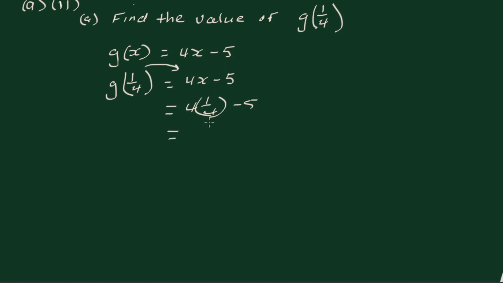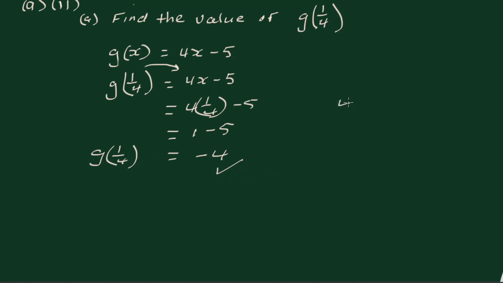So this is 4 multiplied by a quarter. 4 multiplied by a quarter will give us 1, minus 5. So 1 minus 5 is -4. So our answer: g(1/4), the function g when the input to the function is a quarter, the answer is -4.